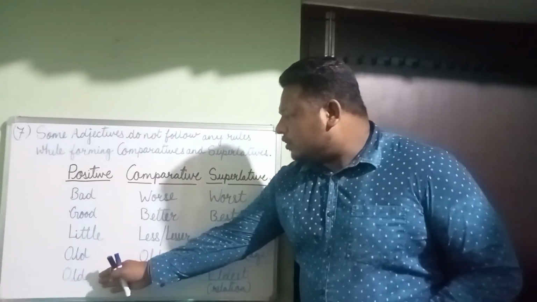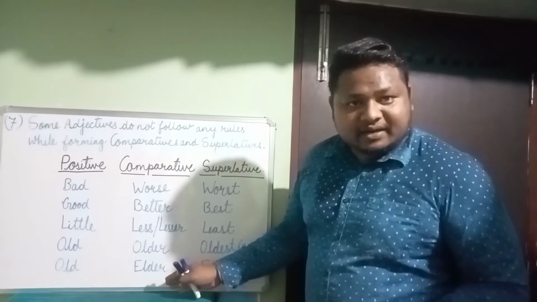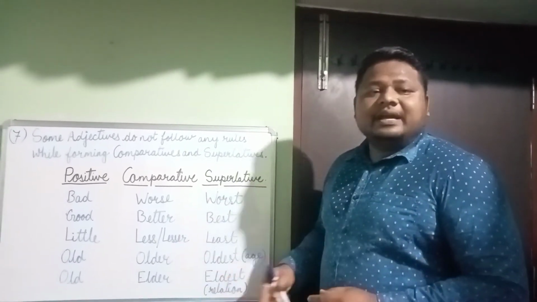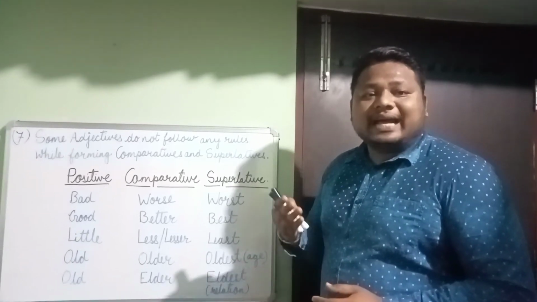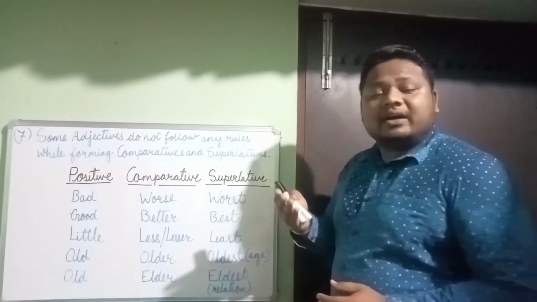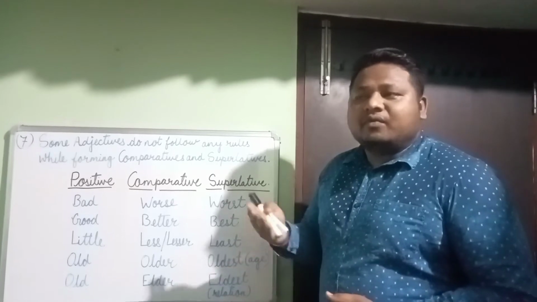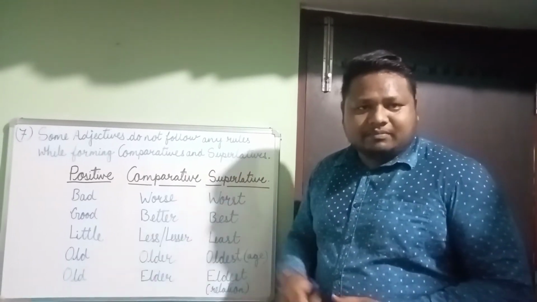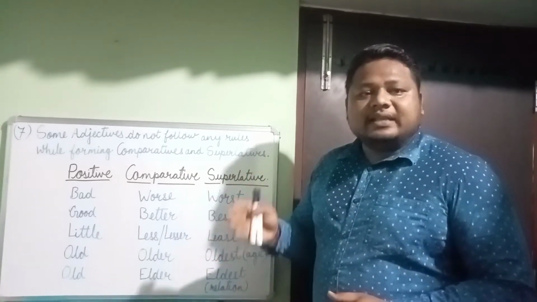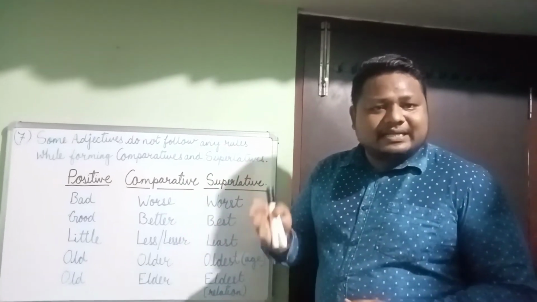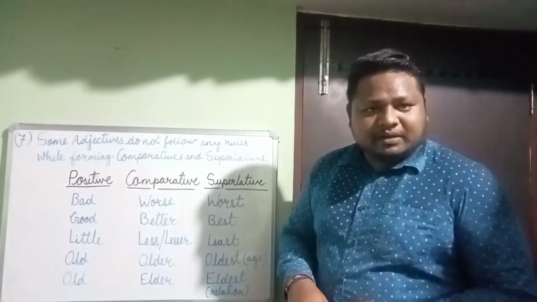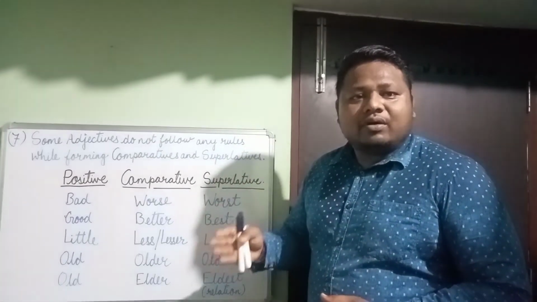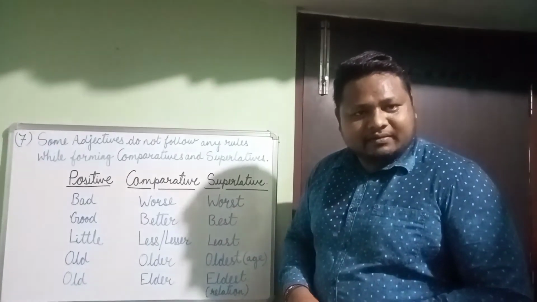Next, old, comparative elder, and superlative eldest. This adjective is used to show the age in a relation. For example, there are three brothers, Raju, Raja, and Ram. So we can say that Raja is elder than Raju and Ram is the eldest among all brothers.